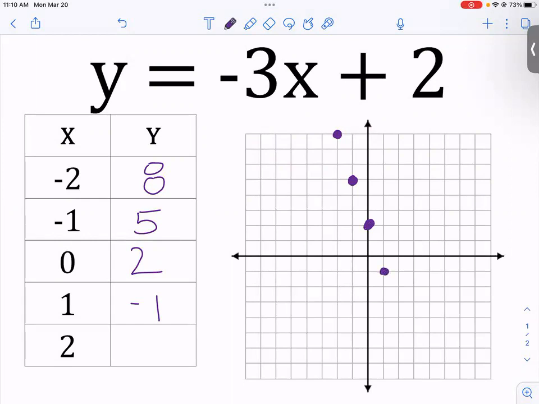Oh, this is really nice. Can you see that these points are making a line? Okay, so last one. Line with slope. Now we're gonna put 2 in for x. I'm replacing x with that number, 2. So negative 3 times 2 plus 2 would be negative 6 plus 2.